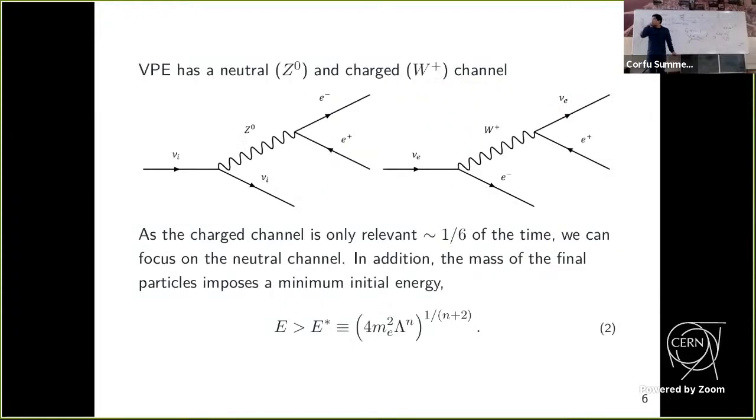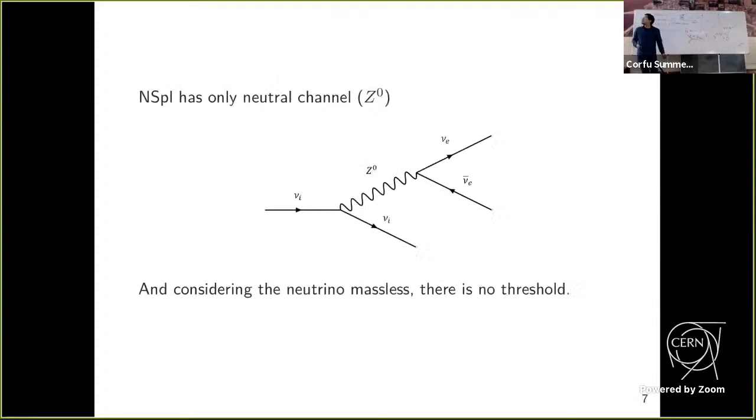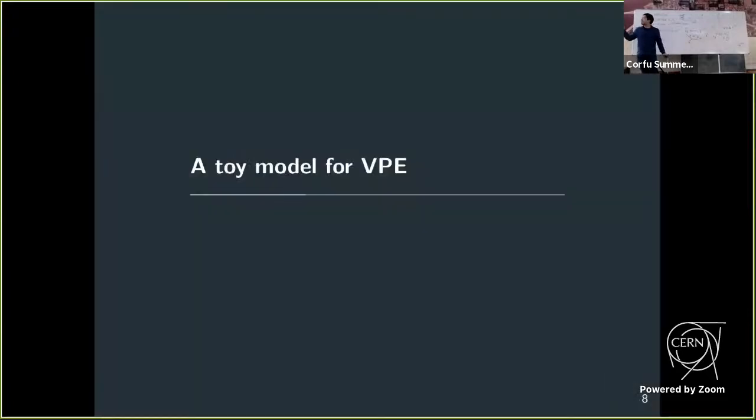The vacuum pair emission consists of the production of an electron and positron, and as these particles have mass, these require a minimum of energy, so this process has a threshold, which depends on the scale of new physics. On the other hand, the neutrino splitting is one neutrino transforming into three neutrinos. If we approximate that the mass of the neutrino is almost zero, this has no threshold.